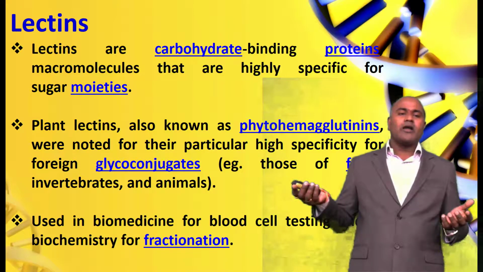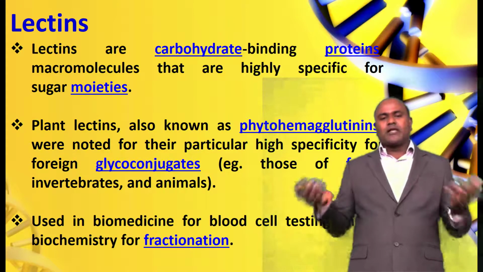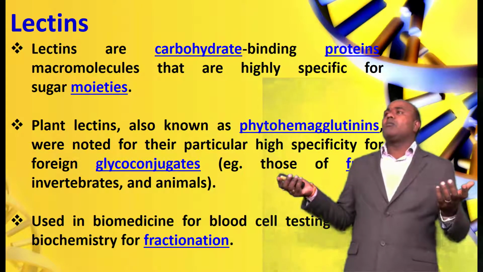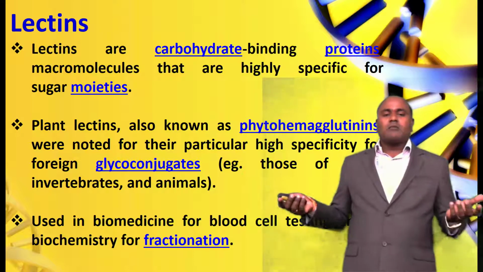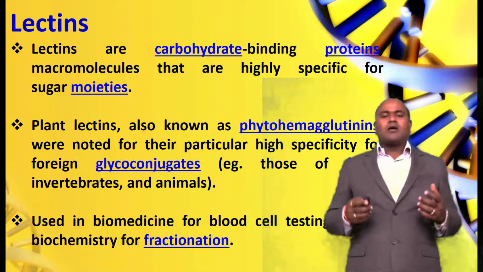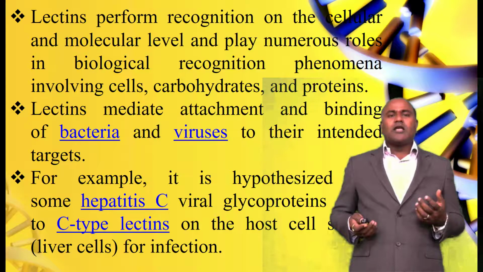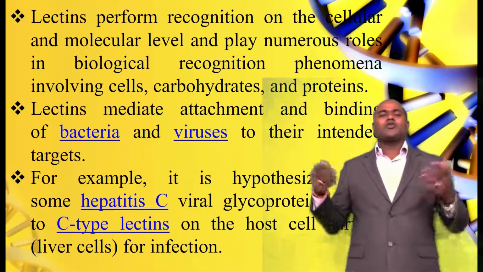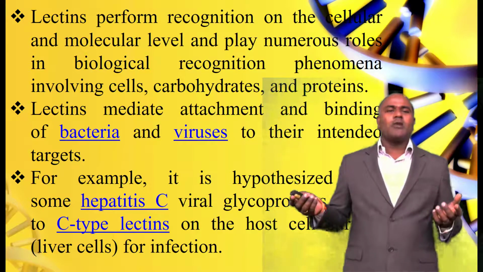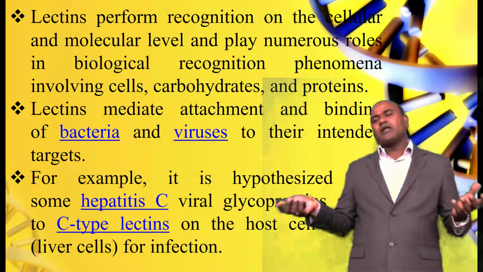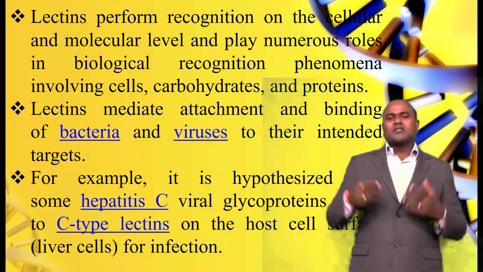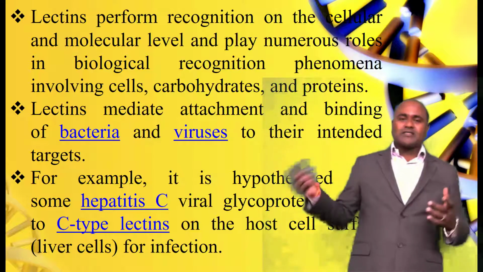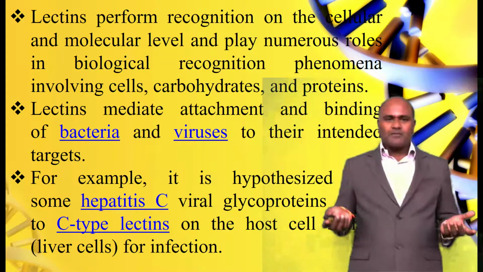Examples include those of fungi, invertebrates, and animals used in biomedicine. These lectins are used in biomedical applications for blood cell testing and fractionation. Lectins perform recognition on the cellular and molecular level and play numerous roles in biological recognition phenomena involving cells, carbohydrates, and proteins. Lectins mediate attachment and binding of bacteria and viruses to their intended targets.